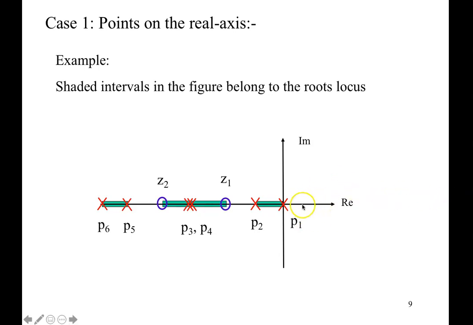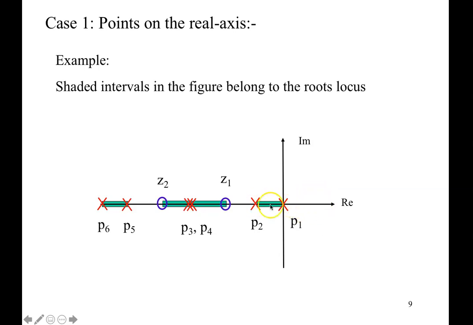Just from there, from wherever you're pointing, look from the right hand side. We've got no open loop poles or open loop zeros. 0 is considered an even number. Therefore, any point on the right hand side of P1 cannot possibly be the closest pole, i.e. they are not on the root locus.